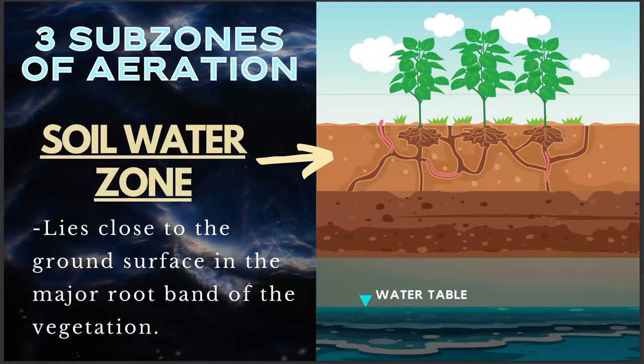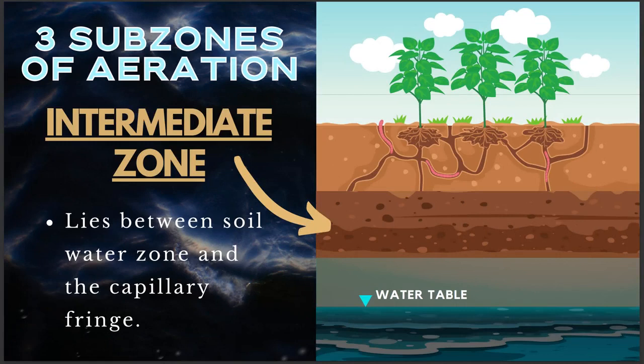So, ano yung tatlong subzone sa aeration? No? So, first is yung soil-water zone. So, this is where it lies close to the ground surface, as you can see, in the major root band of the vegetation. So, soil-water zone, dyan nasa-store no, yung water that is usable by the plants.